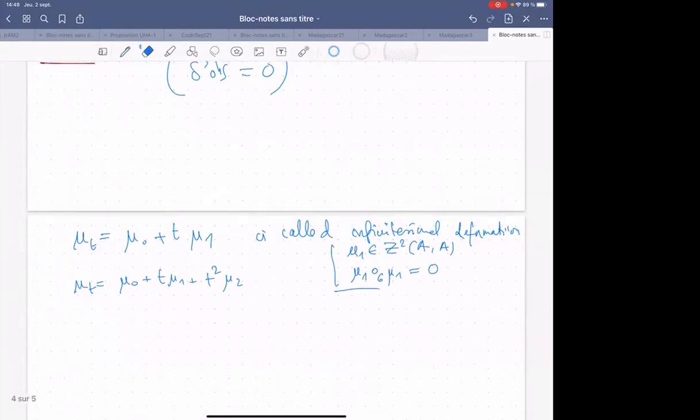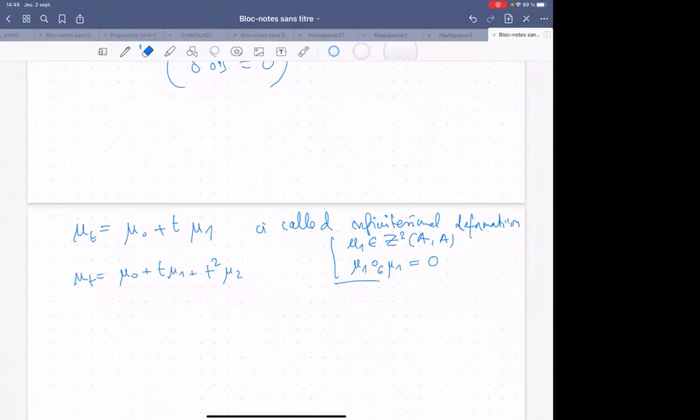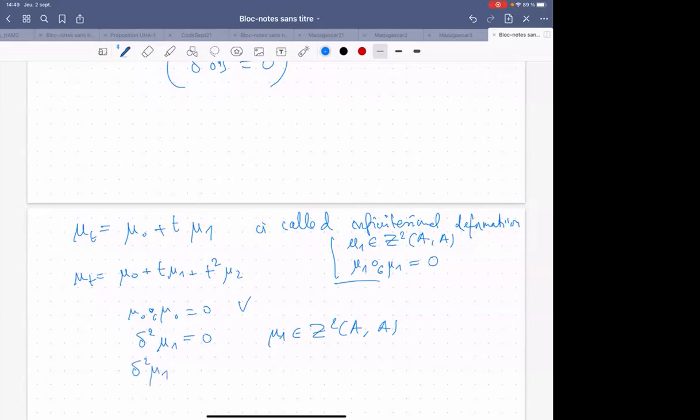Now, if I'm dealing with deformations of length 2, then I can write the conditions. The first one is mu 0 composed with mu 0, Gerstenhaber circle mu 0, is 0. This is satisfied. And the second condition is that delta 2 of mu 1 is 0. Then we have to consider our mu 1 in Z2. And this is the general fact. And the last equation is delta 2 of mu 2 should be equal to mu 1 circle mu 1.